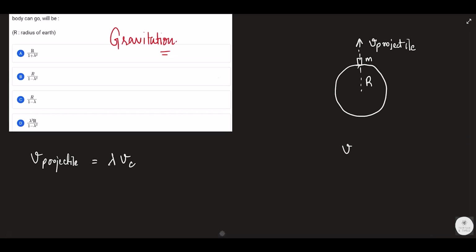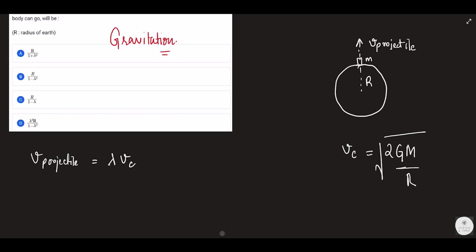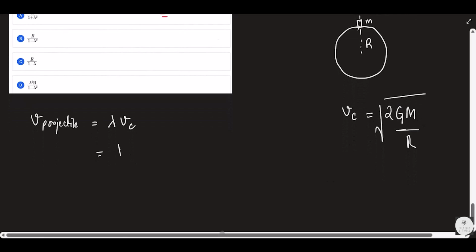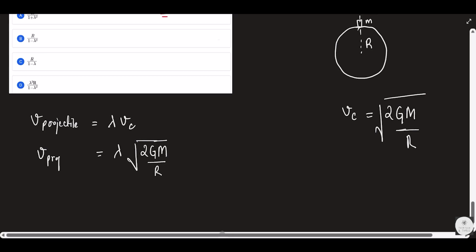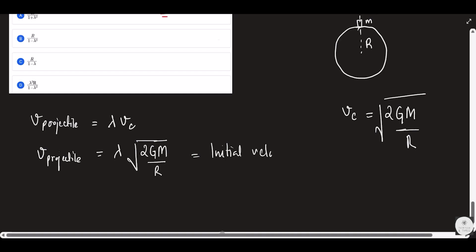Now we know that escape velocity from the surface of the earth is under root 2GM by R, where M is the mass of the earth and R is the radius of the earth. So from here we can say that our projectile velocity is lambda times under root 2GM by R. This is v projectile and this is the initial velocity of mass small m.